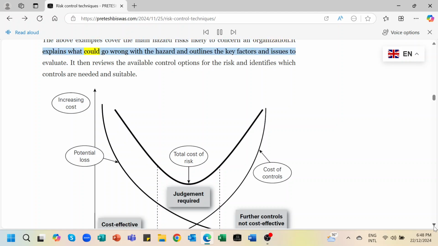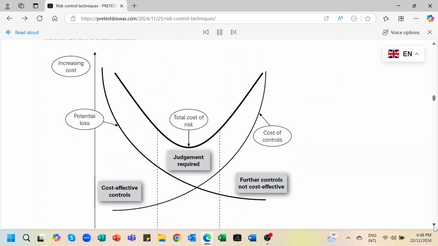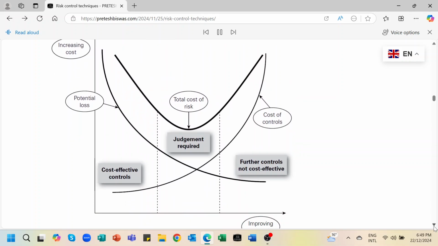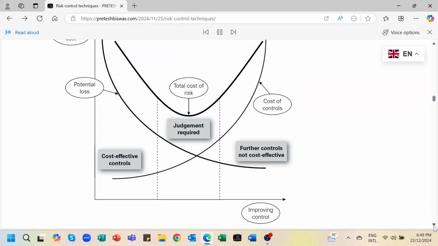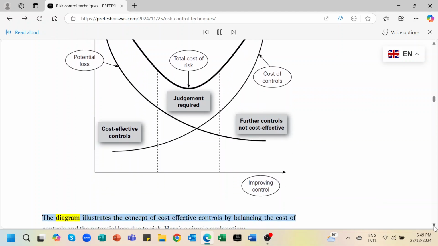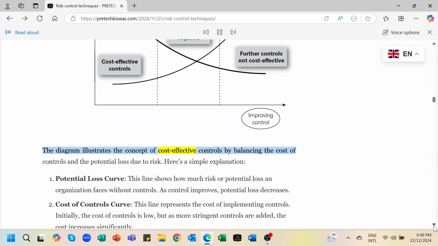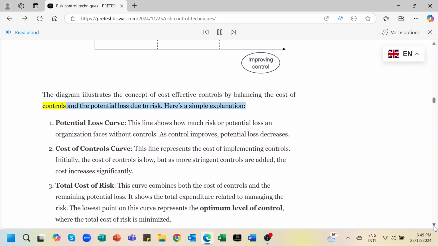It explains what could go wrong with the hazard and outlines the key factors and issues to evaluate. It then reviews the available control options for the risk and identifies which controls are needed and suitable. The diagram illustrates the concept of cost-effective controls by balancing the cost of controls and the potential loss due to risk. Here's a simple explanation.